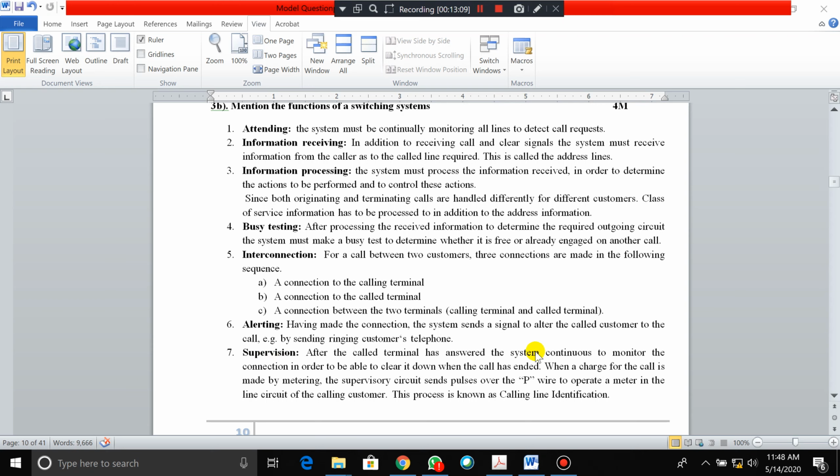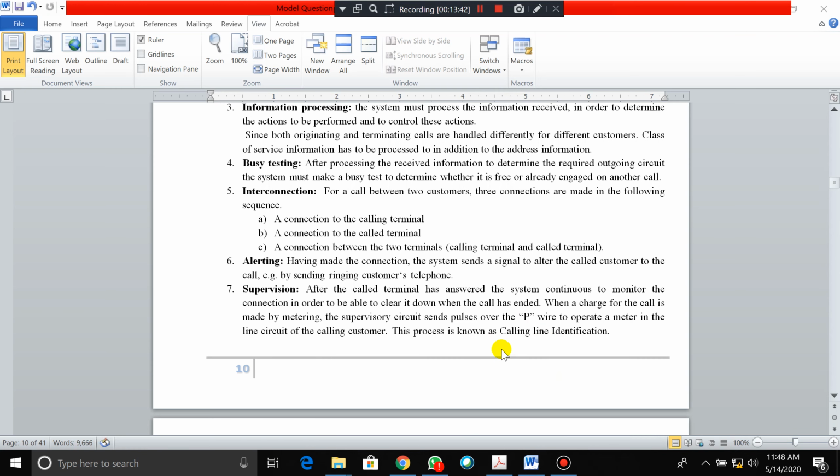Supervision. After a called terminal has answered, the system continues to monitor the connection in order to be able to clear it down when the call has ended. When a charge for a call is made by metering, the supervisory circuit sends the pulse over the P wire to operate a meter in a line serving the calling customer. This process is known as calling line identification.